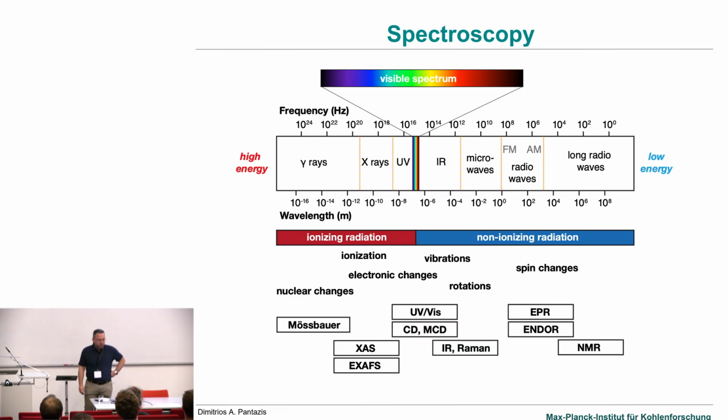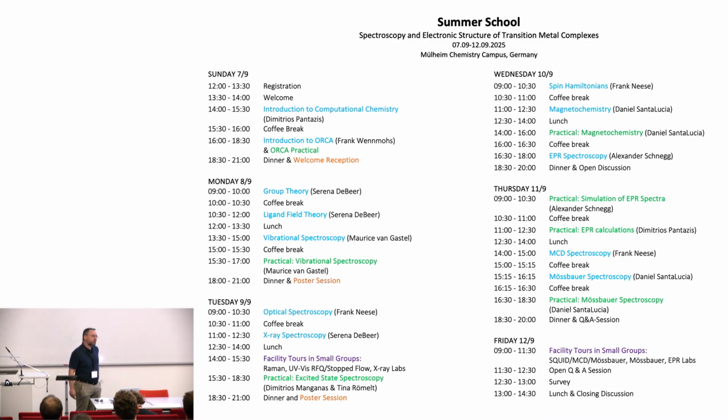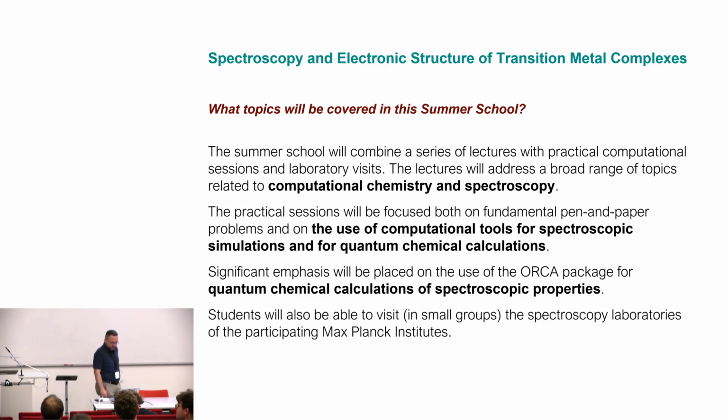So we have all these different forms of spectroscopy, and we will actually be covering almost everything, if not actually everything. There will be absorption spectroscopy tomorrow, UV-Vis, XAS, IR. We will be having lectures on EPR and ENDOR and Mössbauer. And at the same time, we will be talking about how to connect these with quantum chemistry. So I'm not going to go over the program again. You all have it. You've seen it.